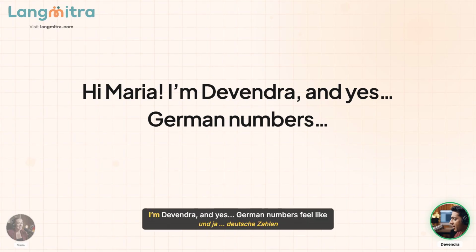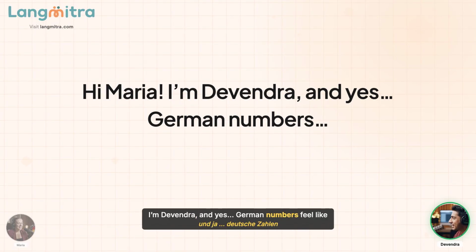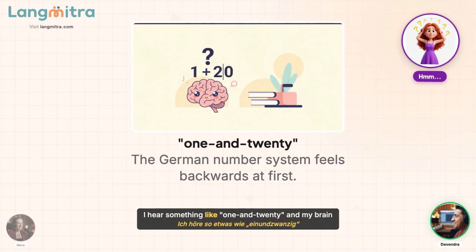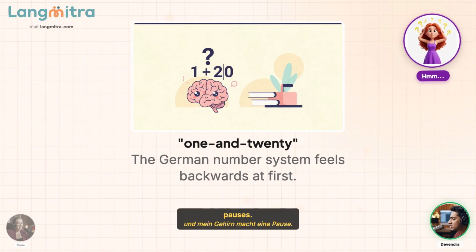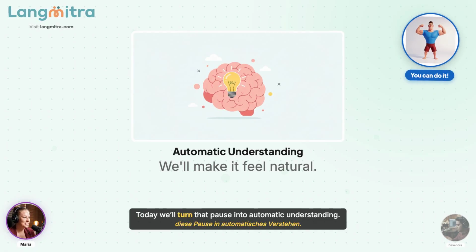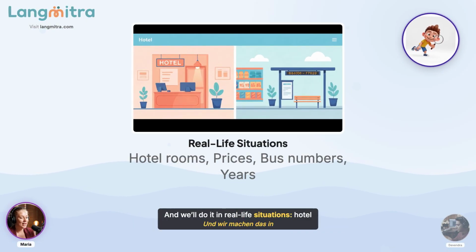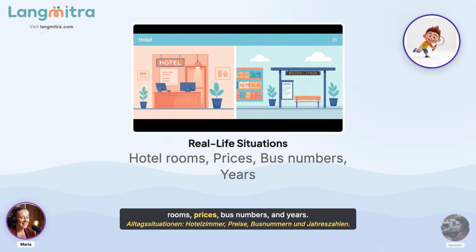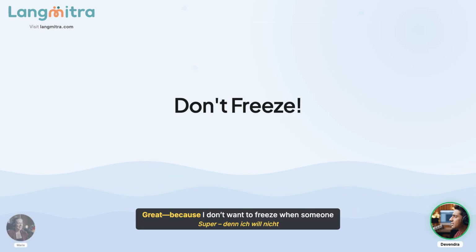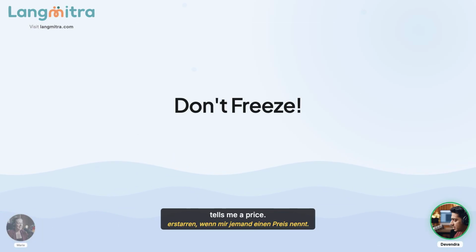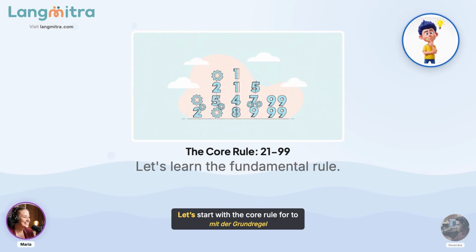Hi, Maria. I'm Devendra. And yes, German numbers feel like a puzzle. I hear something like "one and twenty," and my brain pauses. Perfect. Today we'll turn that pause into automatic understanding, and we'll do it in real-life situations: hotel rooms, prices, bus numbers, and years. Great, because I don't want to freeze when someone tells me a price. Exactly. Let's start with the core rule for 21 to 99.